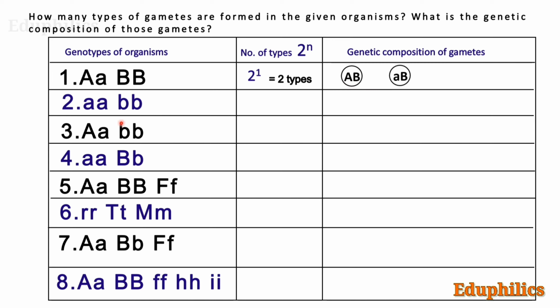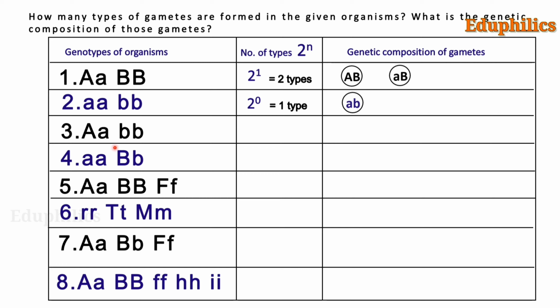In the second example, none of the allelic pairs are heterozygous. So n equal to 0. That means only one type of gamete is formed. From the first allelic pair small a and from the second allelic pair small b. Let's write the genetic composition of the gametes. Small a and small b.